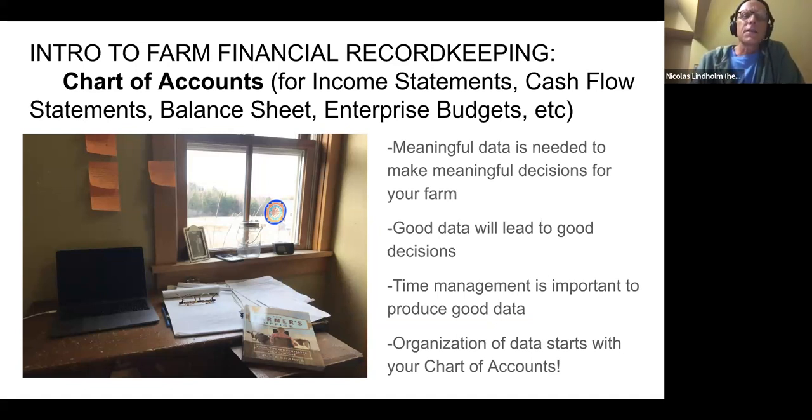And I like to start in a flyover view, emphasizing how important financial record keeping is to even the smallest farm. Giving yourself meaningful data in order to make meaningful decisions is so important for a farm. And really poor decisions can be made because of lack of data, and good data naturally leads to good decisions.